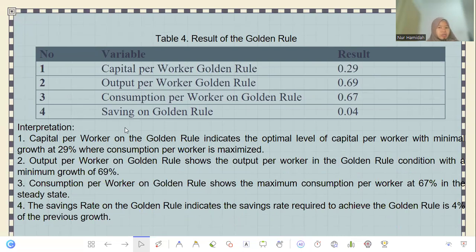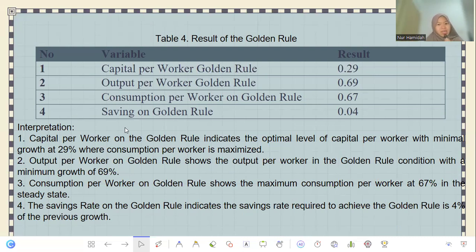And then for the result of the golden rule, for the variable capital per worker golden rule, the result is 0.29, and the second is output per worker golden rule, the result is 0.69, and then consumption per worker on golden rule, the result is 0.67, sorry. And then the last we have saving on golden rule, and the result is 0.04.